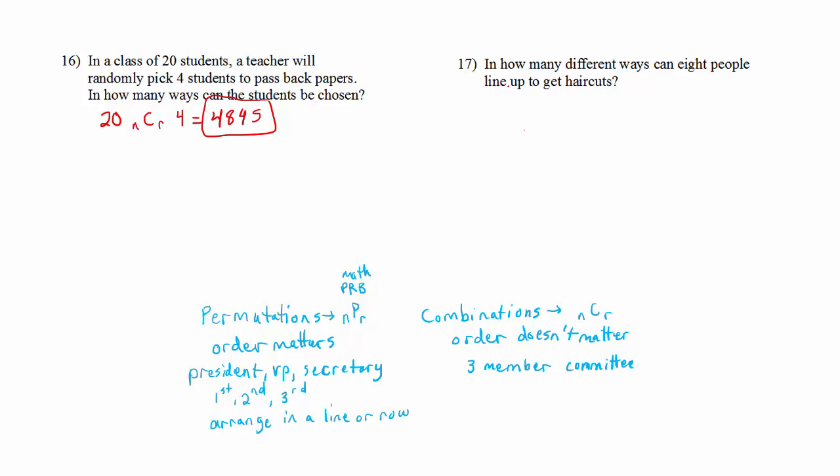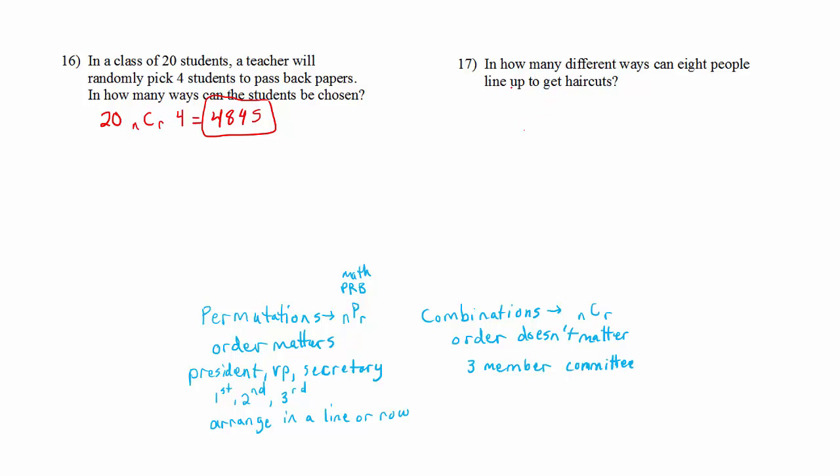On 17, it says how many different ways can 8 people line up to get haircuts? Well, in this case, since you're lining up to get a haircut, it would matter to you if you're first or if you're last. It's not the same as to say, okay, well, I'm just in the line in general. There's 8 people. They're going to be in the line. There's 2 different ways you can do this.